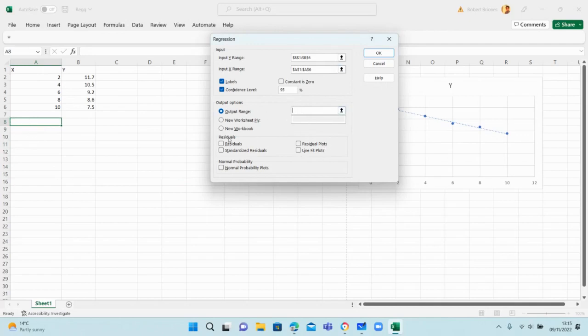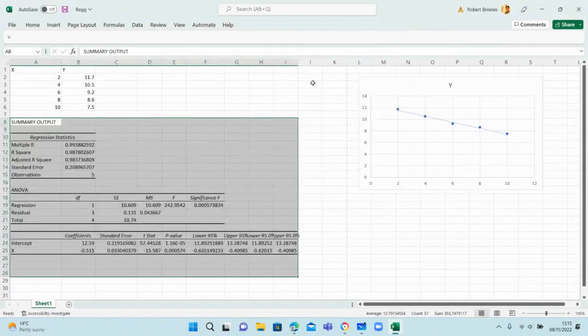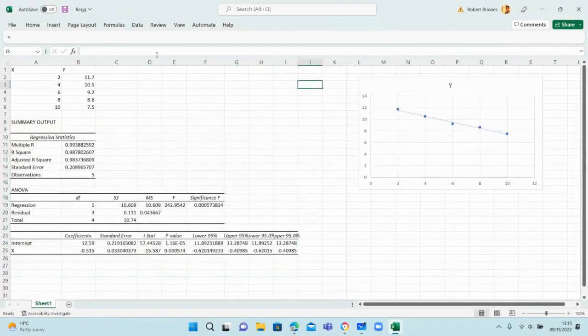So let me clear that up. I wanted the upper left-hand corner of my results panel to be A8. And so we are now ready. After these are all specified, I click OK. And then here it is. Here is the summary output of the regression done by Excel.